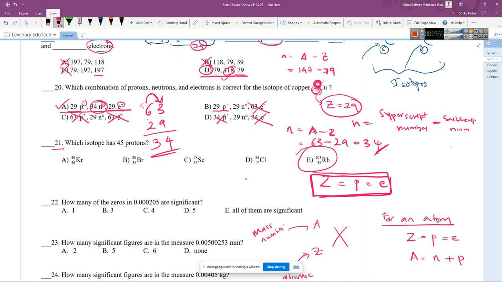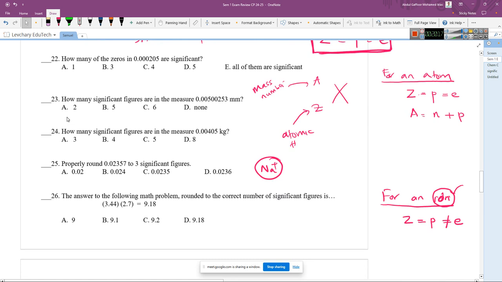Well, 45 protons mean the atomic number should be 45. So the subscript number should be 45. So here in this answer only we have 45 as the subscript number, right? Okay. And now we will move to our 22nd question. Can you try to do that? So yeah, it'll be E.